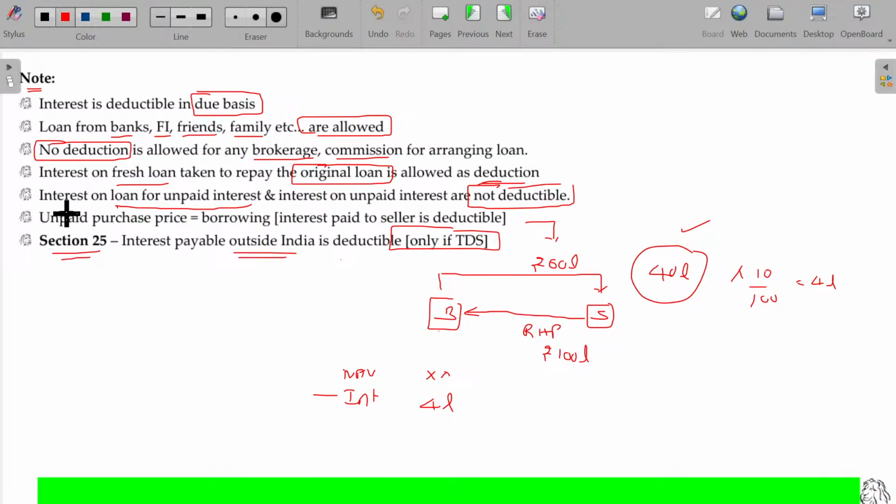Is that okay? Unpaid purchase price will be considered as borrowing. The full value is 100, but you paid only 60. This 40 is called unpaid purchase price. If the unpaid purchase price carries any interest, that interest can also be deductible. Interest paid to the seller is also deductible. Hope you will now be able to understand the complete structure of interest calculation and the deductions available for that. Clear?